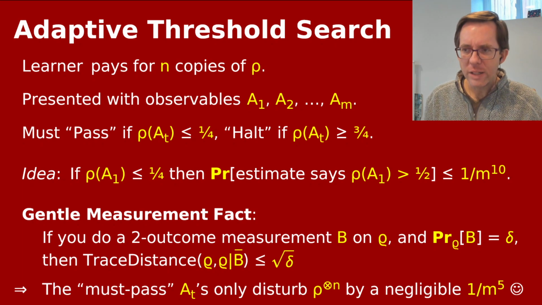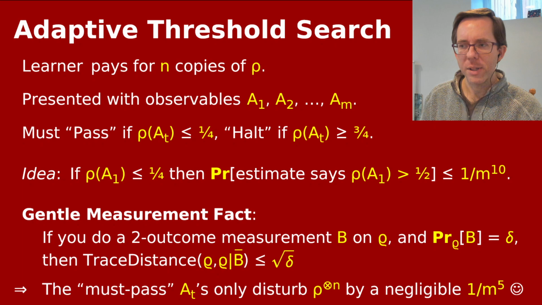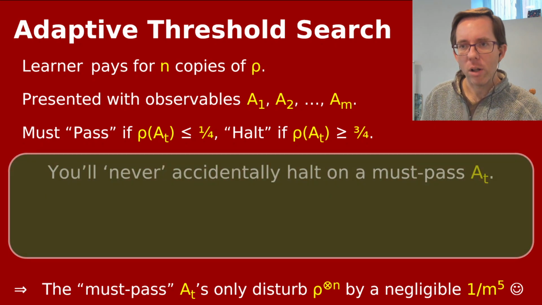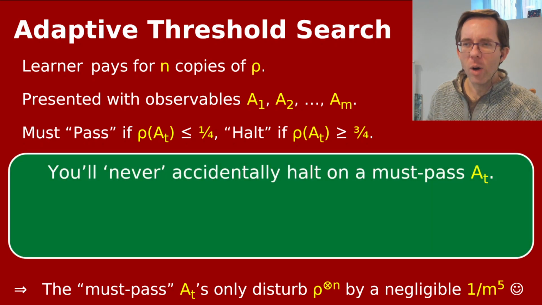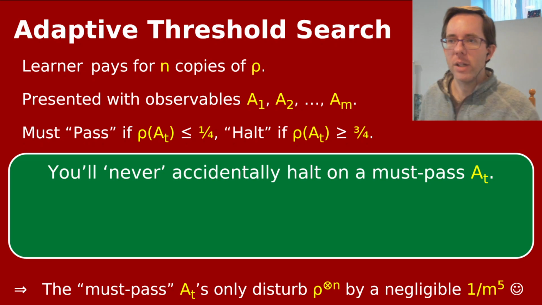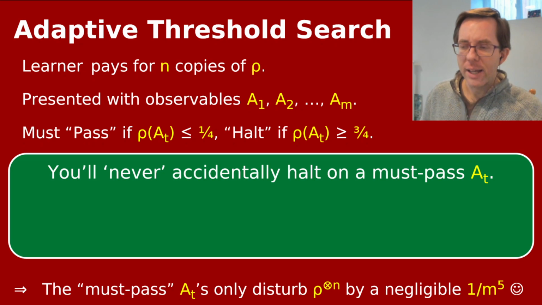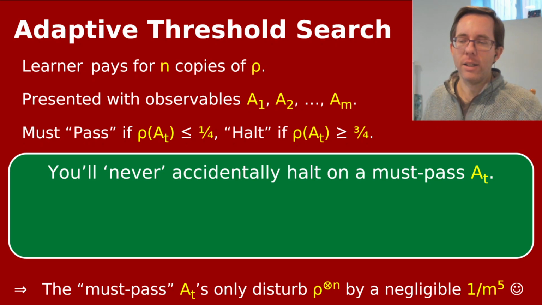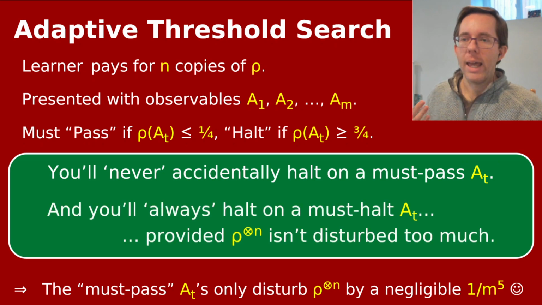And that's intuitively very good, because like 1/m to the 5th is really small. So I'm about to cheat a little bit, but what I'm telling you here is the correct gist of the analysis. You see here that for these must-pass ATs, whose rho of AT is less than 1/4, you'll basically never accidentally halt on them.